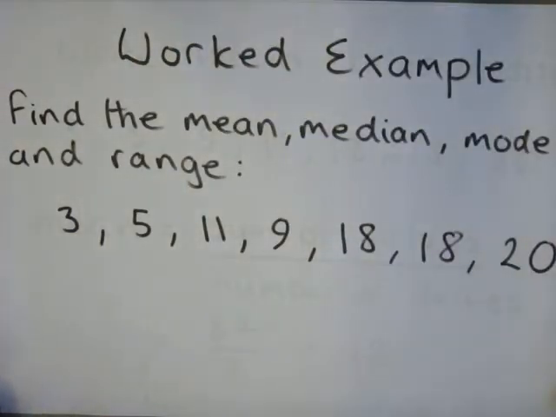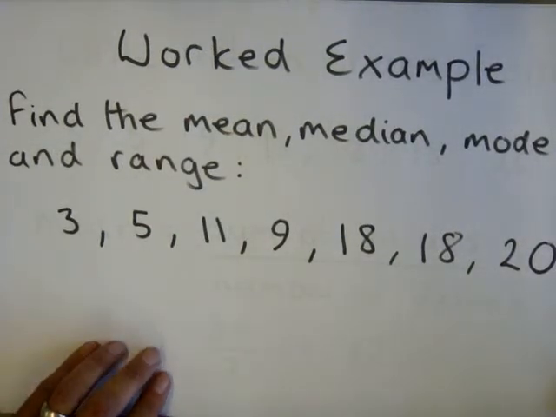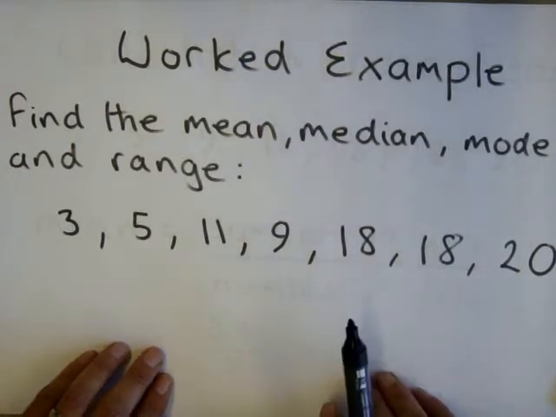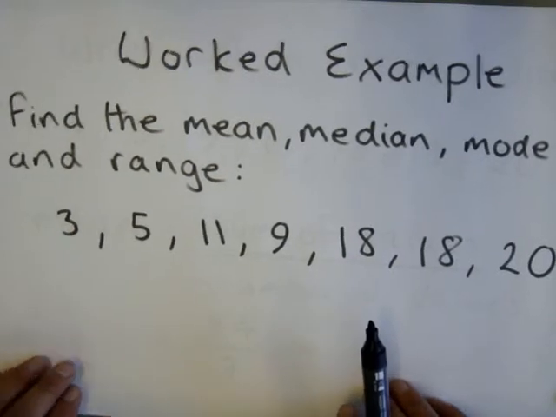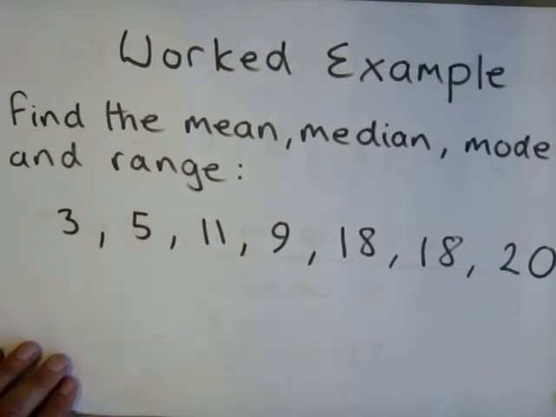Okay. So how do we use it? Here's a worked example for you. We're going to find the mean, median, mode and range of this list of numbers. It could be exam marks, for example, and we want to find the average to set a pass grade, etc. So 3, 5, 11, 9, 18, 18 and 20.